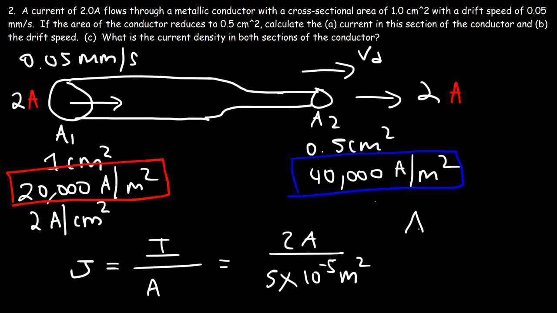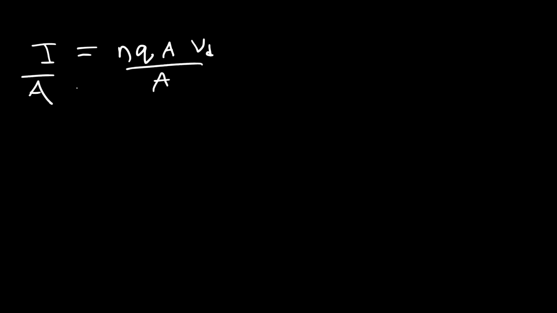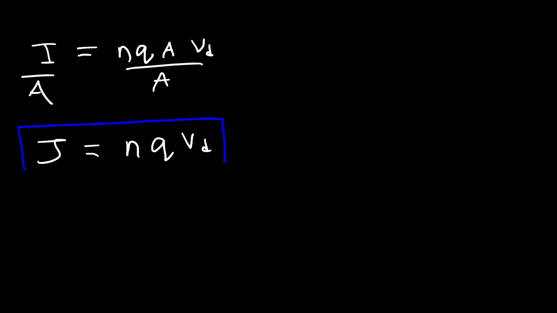So as the area decreases by a factor of 2, the current density increases by a factor of 2. And as a result, the drift speed increases as well. So it turns out that the drift speed and the current density are directly related. We know that the current is equal to NQ times A times the drift speed. So if we divide both sides by A, this becomes the current density, which is represented by the symbol J, and that's equal to NQ times VD. So as you can see, the current density is directly proportional to the drift speed. If you increase the drift speed, the current density will increase.